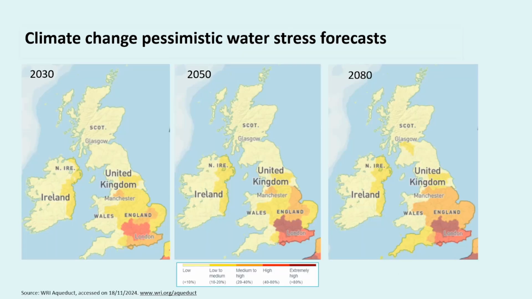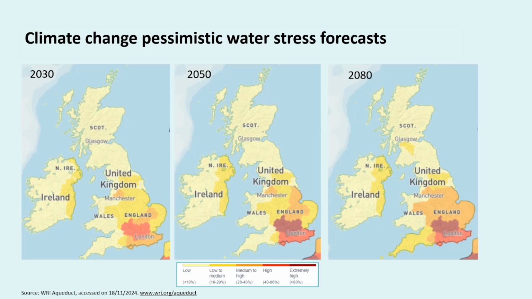So as Phil said, climate change is going to worsen the situation. And what we can see here is the WRI Aqueduct map, which is a brilliant resource. I'd recommend you all go and have a look and play with it. It provides global mapping that shows the risk of water stress with various epochs of climate change. And you can see here that this is showing the pessimistic scenario for the UK for 2030, 50 and 80.